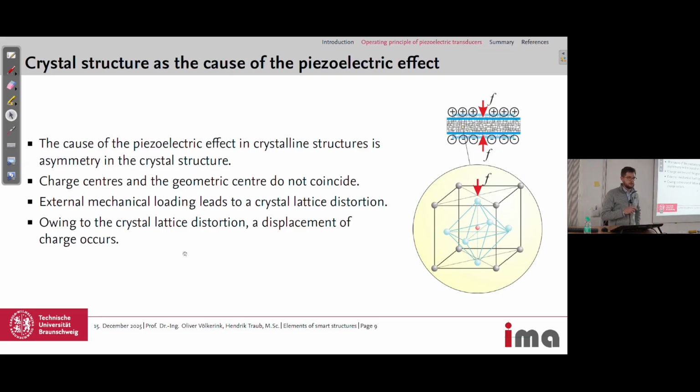We will have a deeper look in the next slides, but here we try to visualize this. Here you have the piezoceramic in the middle. You have a force deforming this piezoceramic, and then you have a positive and a negative charge at the sides of the crystal.